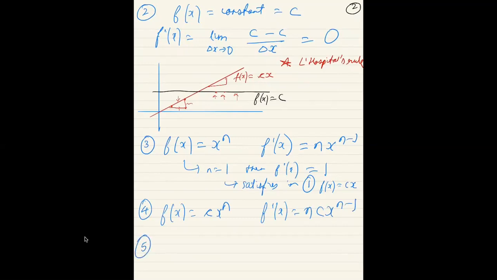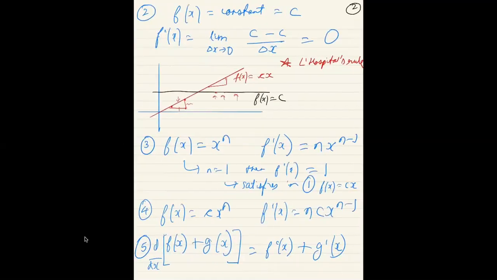For the fifth one, it's a bit generic. Let's look at the derivative of the sum of two functions. The derivative of the sum of two functions is, and you can prove this formula rigorously by using the limit formula that we introduced for the derivative, f prime of x plus g prime of x. It's adding the two derivatives together. So this was number 5.